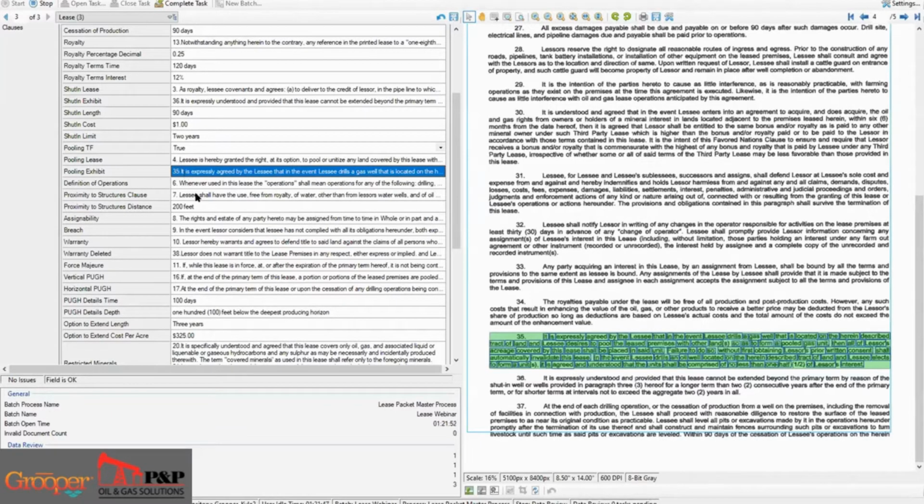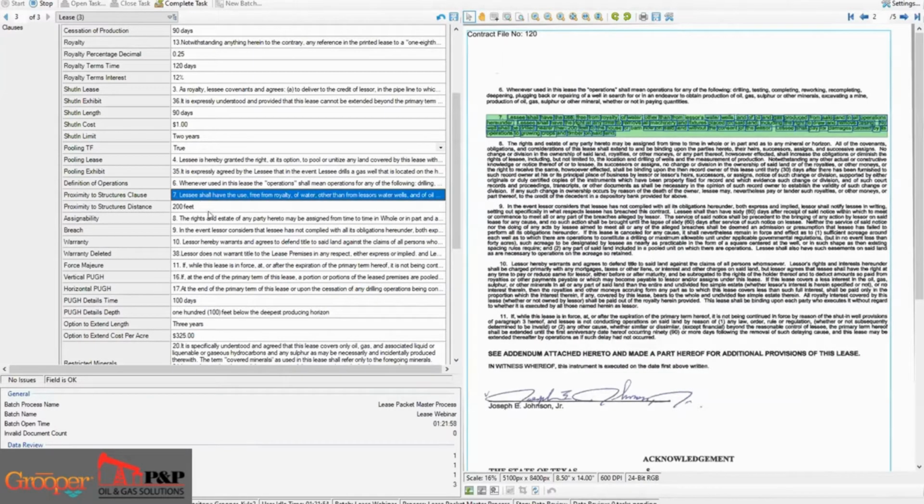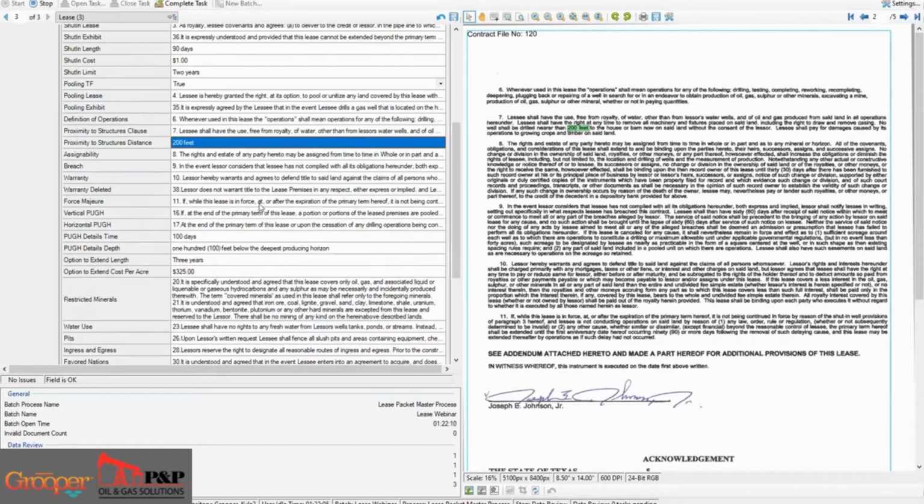Let's see. You can see here again where we have a whole paragraph with the proximity to structures. But the core information there is you have to be at least 200 feet away from the house or barn. You have to be 200 feet away from a structure whenever you drill.